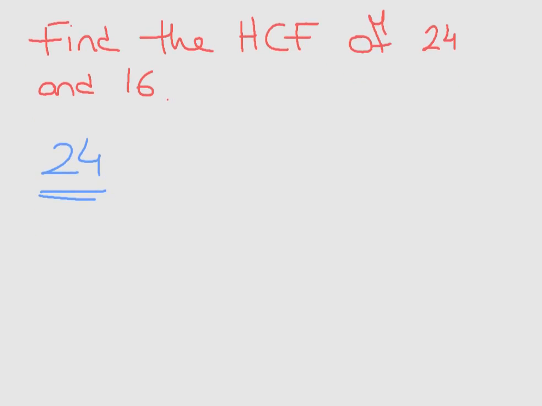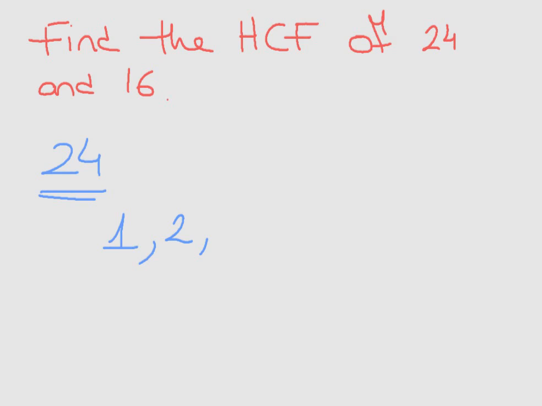Starting from 1, if we divide 24 by 1, we get 24. So 1 is a factor of 24. The next number is 2. If we divide 24 by 2, we get 12. That's also a whole number. So 2 is also a factor of 24.